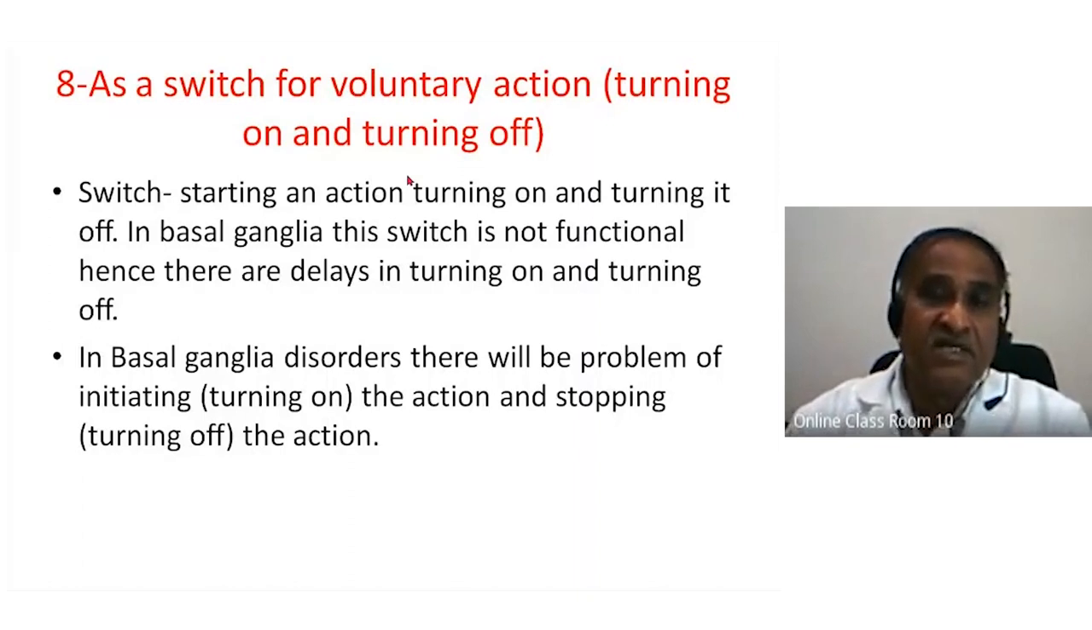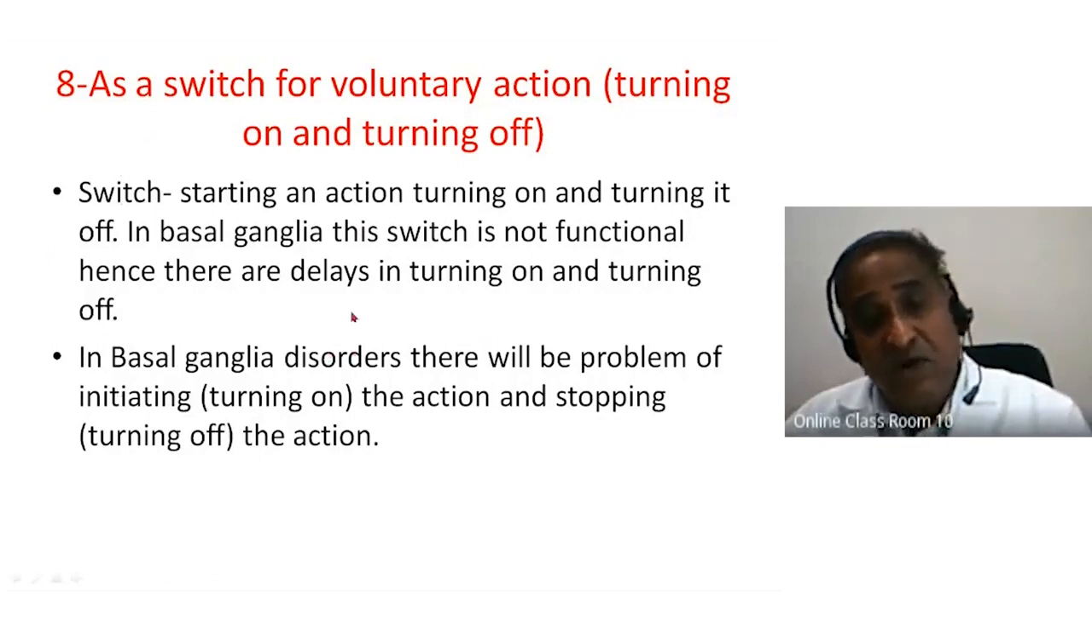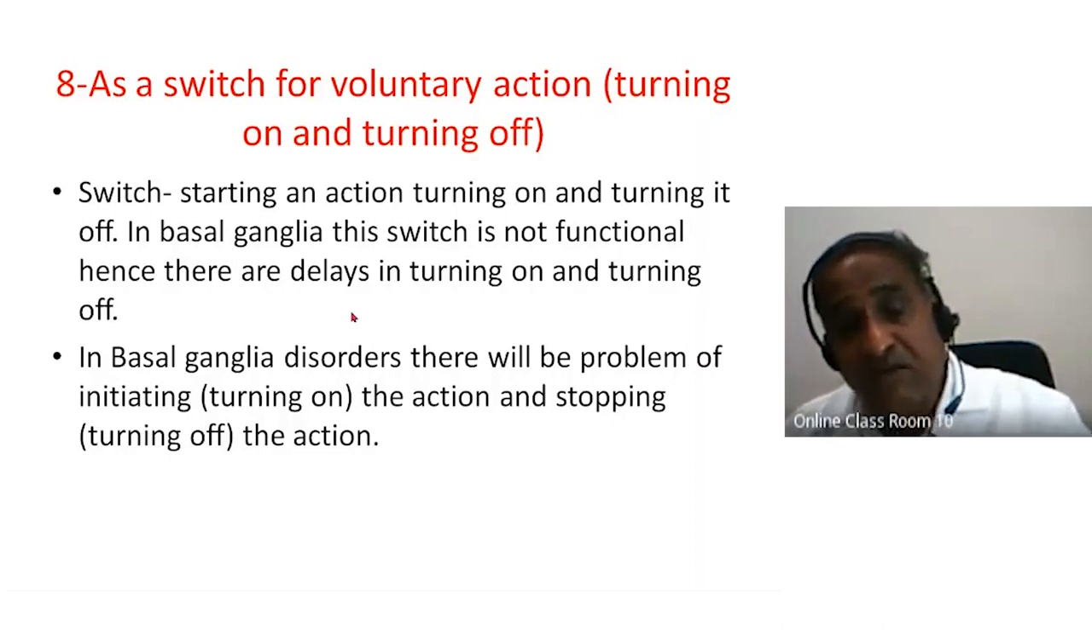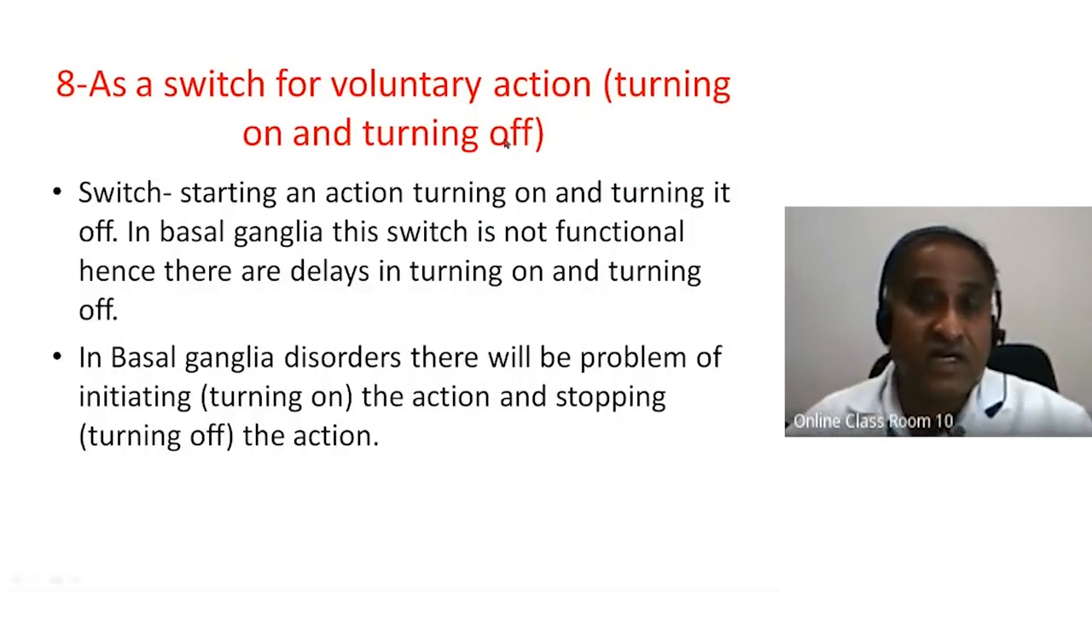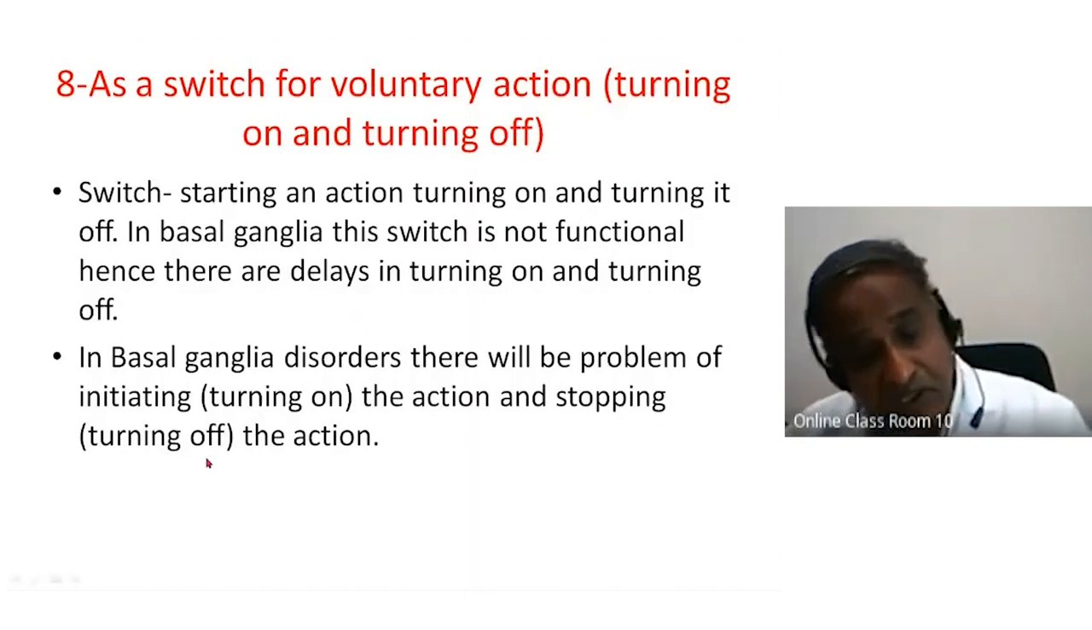For any voluntary action to be turned on or turned off, the basal ganglia are involved. To turn on, the activity of the direct circuitry is the switch that begins, to start an action. Suppose a person with a basal ganglia disorder sits on a chair and tries to get up. For a long time he thinks, and finally he makes an attempt and he succeeds. So that is the switch. And if a basal ganglia patient is walking and suddenly you stop him, he will fall down, because the turn off mechanism is not working. So that is a turn off mechanism.